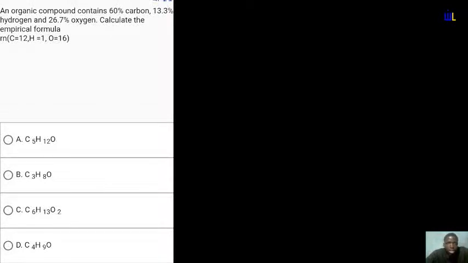So the question says an organic compound containing 60% carbon, 13.3% hydrogen, and 26.7% oxygen. Calculate the empirical formula. So we can all see this question and let's answer it accordingly. Okay, let's get to solve this question. I'm going to take it out. Just look through it finally. I'll give you just 30 seconds. Take 30 seconds to look through it before I take this question down.